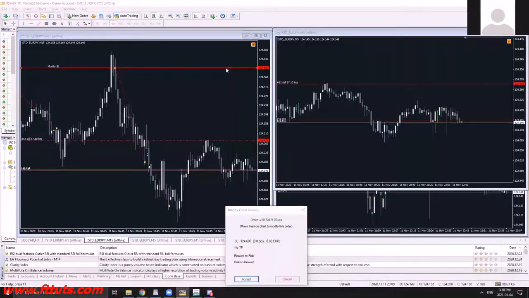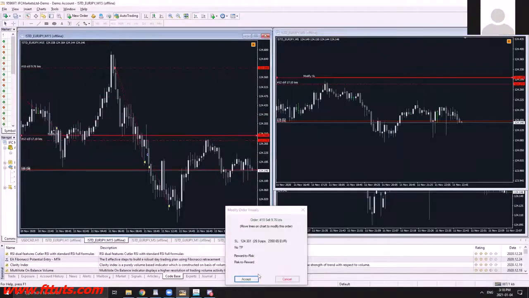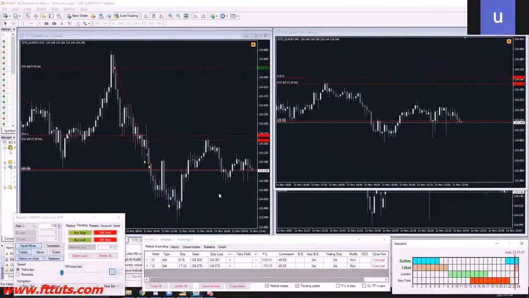Mod, and then a line pops up. Oh, yeah, sweet. Okay. Yeah, I would cover it a little higher. That's good. There we go. So we secured at least some profit this way, like if it turns around. On both or just the one? Just the one.